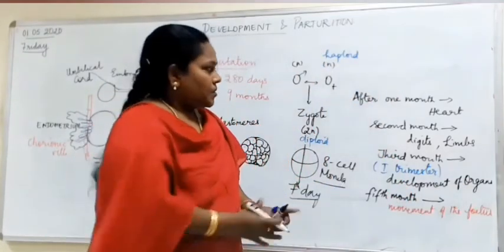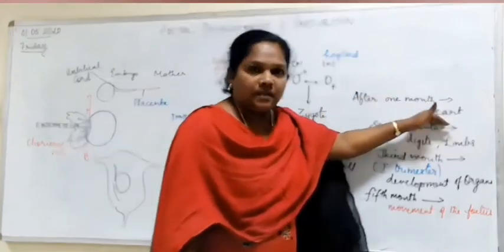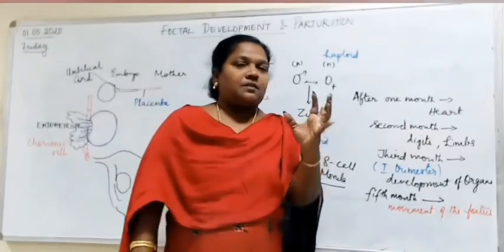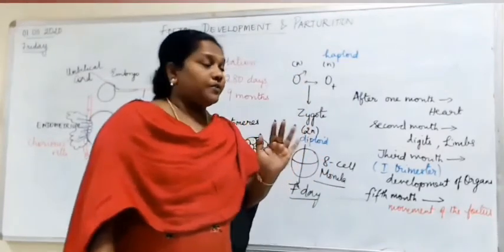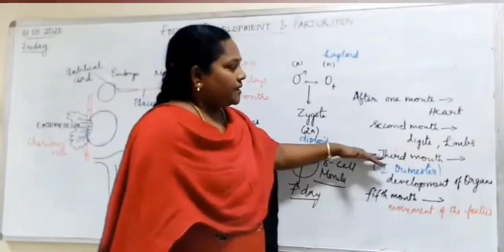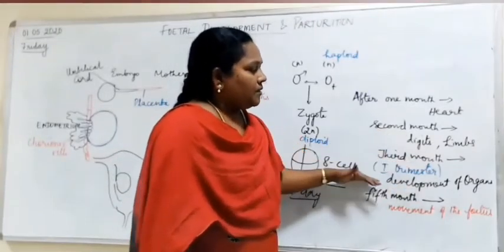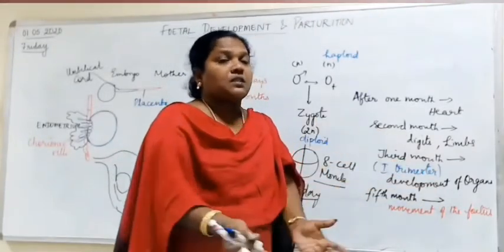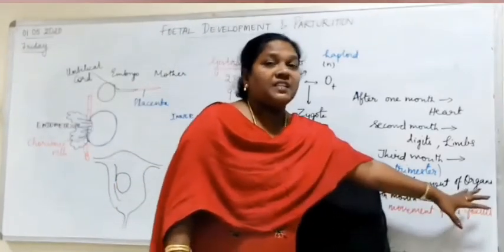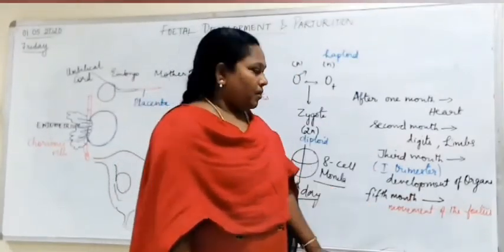Right? Is it clear? So after 1 month, the heart starts developing, right? And after the second month, I told you, if you watch with a stethoscope, you'll be able to hear the heart sound of the developing embryo. And during this month, digits and the limbs will be developed. And during the third month, that is nothing but the first trimester, development of organs, the whole organ system will start developing. Okay. And at the time of the fifth month, movement of the fetus takes place. Can you understand? Okay. Now what will happen?